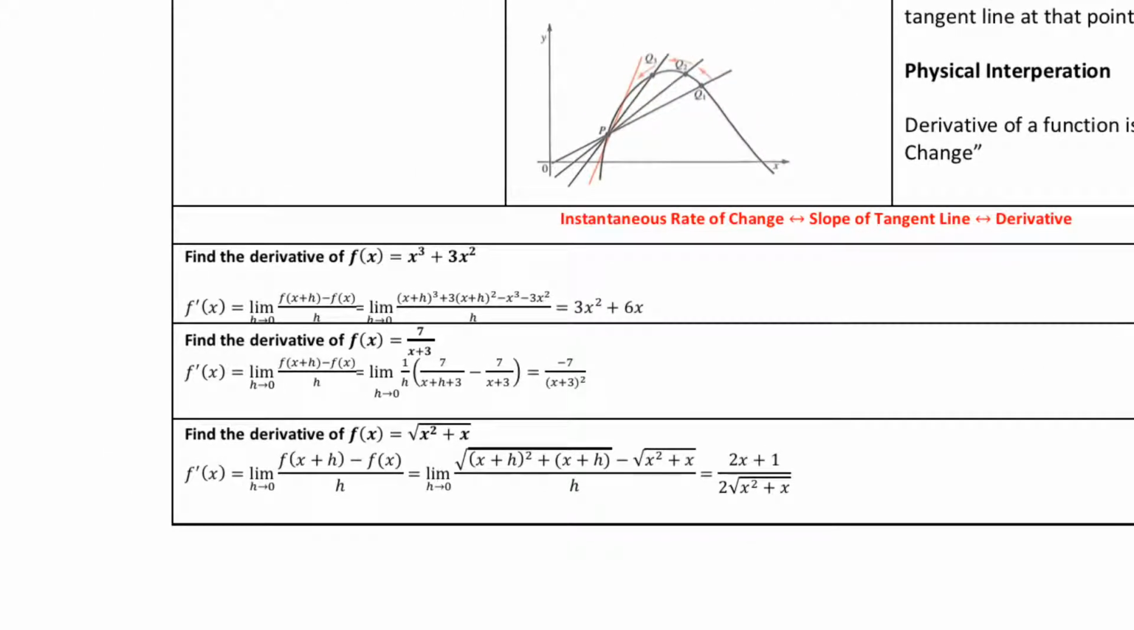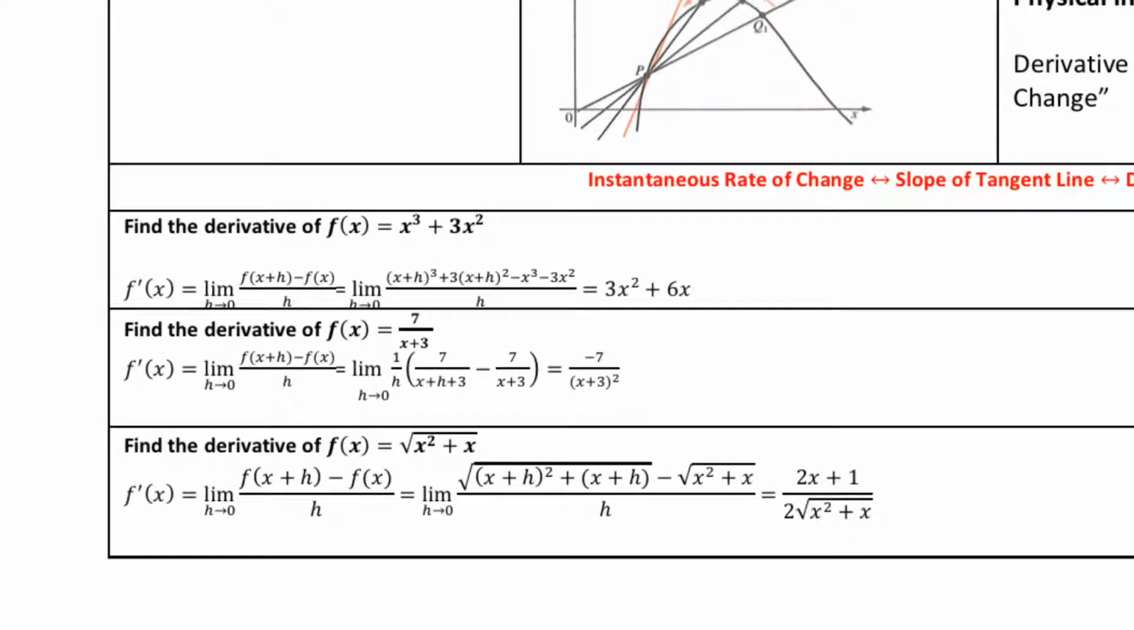Let's find the derivative of f of x equals x^3 plus 3x^2. By definition, f prime of x is the limit of f of x plus h minus f of x over h as h approaches 0, which is the same as the limit of (x plus h)^3 plus 3(x plus h)^2, that is f of x plus h, minus f of x, minus x^3 minus 3x^2, over h as h approaches 0.